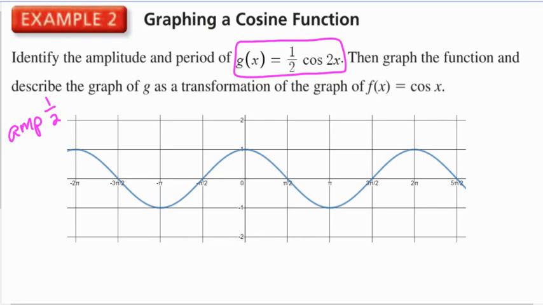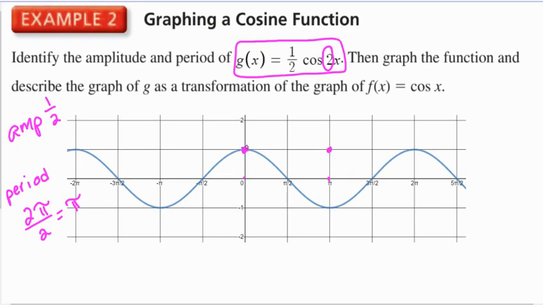Okay, but then you'll notice we have also changed b right here, right? So the period is going to be 2 pi, divide that by 2. So the period happens in just pi units. So from 0 to pi, you go from the top to the middle, to the bottom, to the middle, to the top, all within just from 0 to pi.